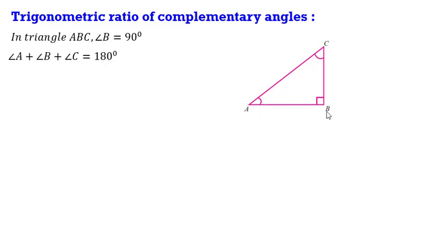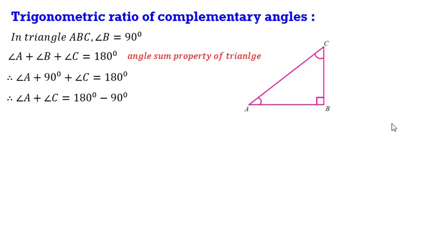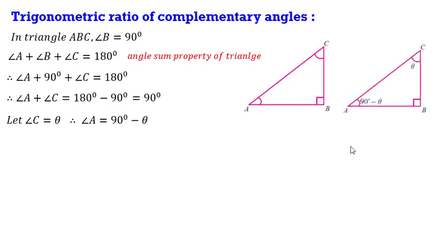Sum of three angles of a triangle is 180 degree. Therefore, angle A plus angle B plus angle C gives me 180 degree. As angle B is 90 degree, I get angle A plus angle C is equal to 90 degree. Now if I consider angle C as theta, then angle A will become 90 minus theta. So I will indicate angle C with theta and angle A with 90 minus theta.